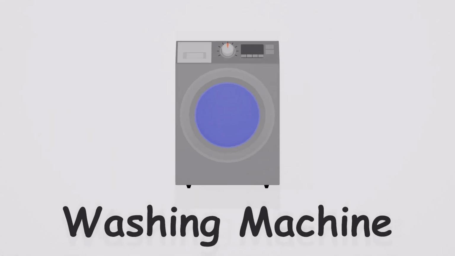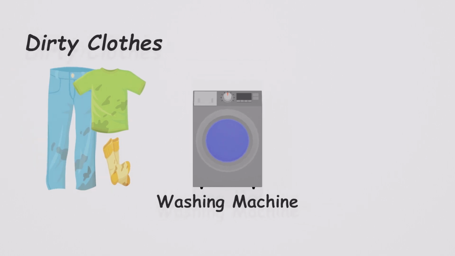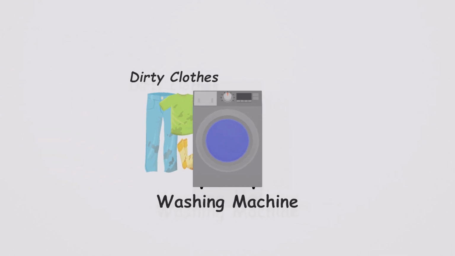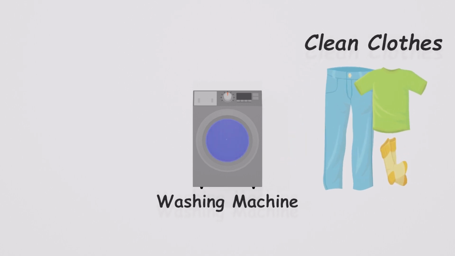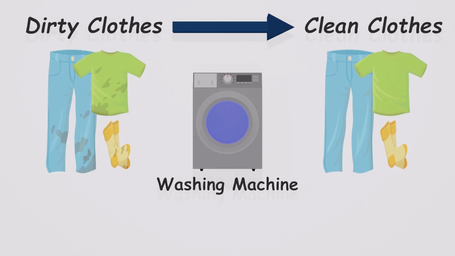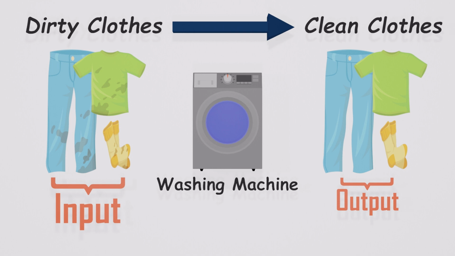Think about a washing machine. When we load it with dirty clothes and run the process, what do we get? Clean clothes. This transformation from dirty to clean represents the functionality of a washing machine. Here, the dirty clothes are the input of the washing machine. The output is clean clothes.